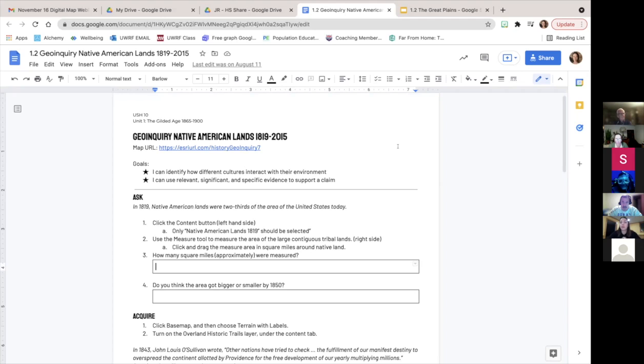Oftentimes in a history classroom, I feel like it's so reading intensive that students put up a wall of what they're going to expect, because that can be a challenge for them. And I feel like this not only invites all students in, but it empowers all students to analyze data, even if reading is a challenge.